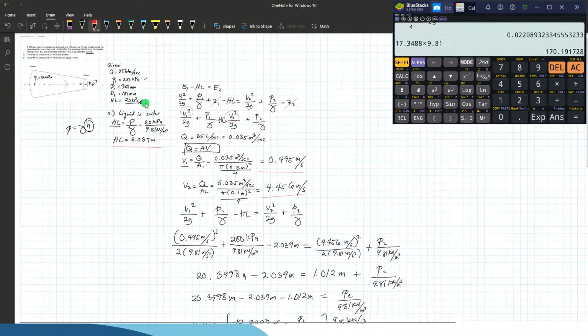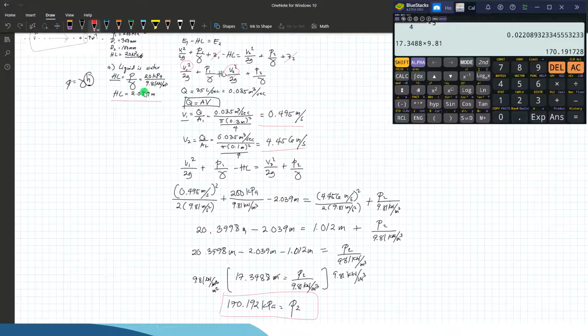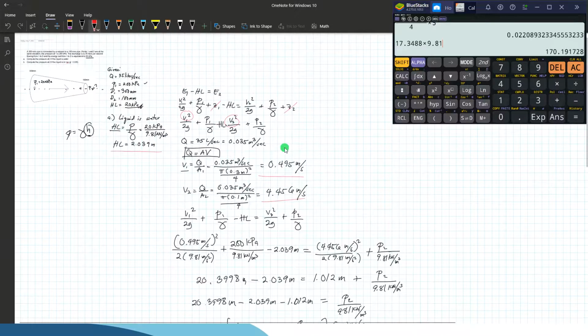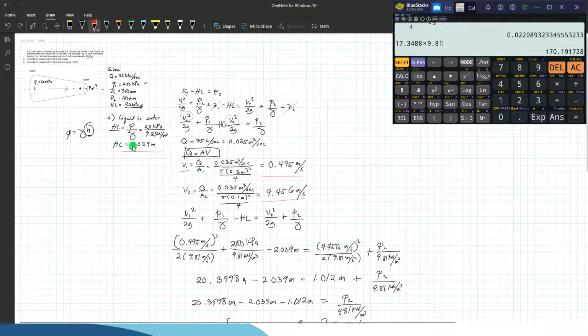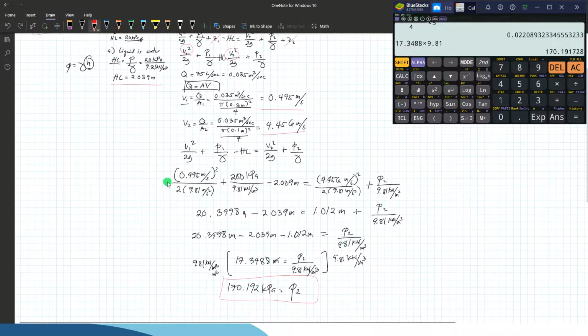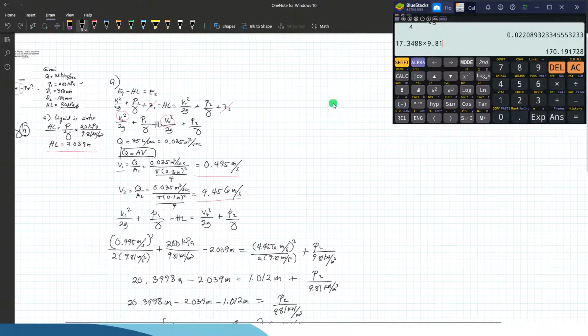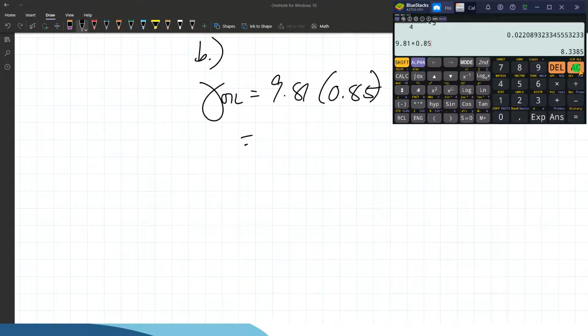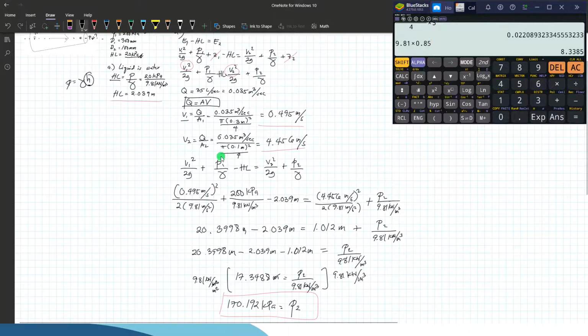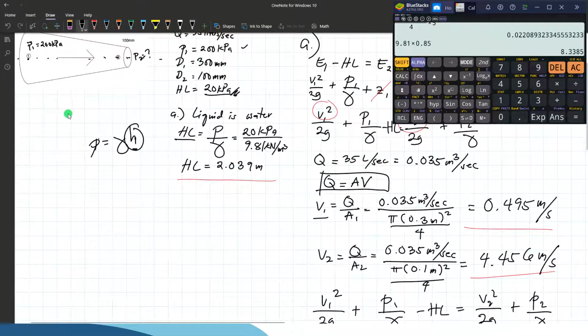If the liquid is water, how about if the liquid is oil with a specific gravity of 0.85? We have the same solution in letter B, only that we will change the unit weight of the liquid. For letter B, the unit weight of oil equals 9.81 times 0.85, in kilonewtons per cubic meter. So 9.81 times 0.85, we will use this unit weight, 8.3385 kilonewtons per cubic meter. The same solution applies here. What will change is the head loss.